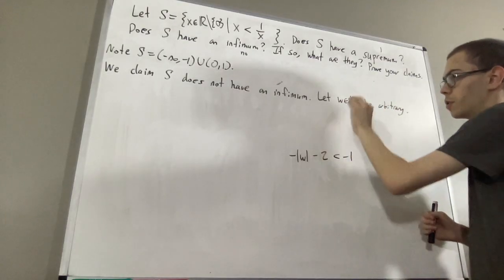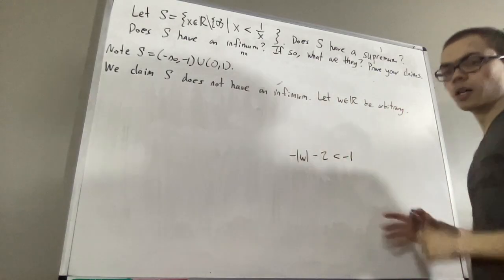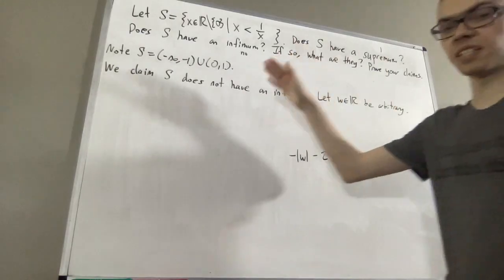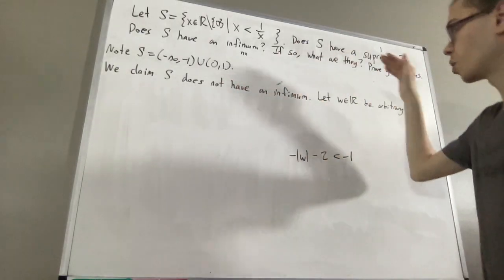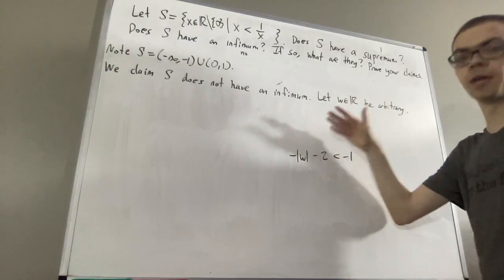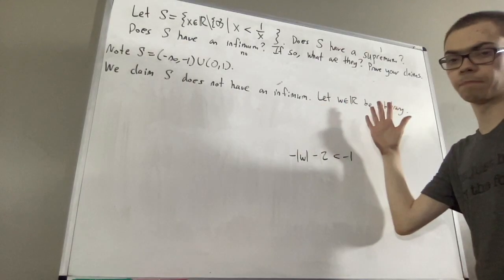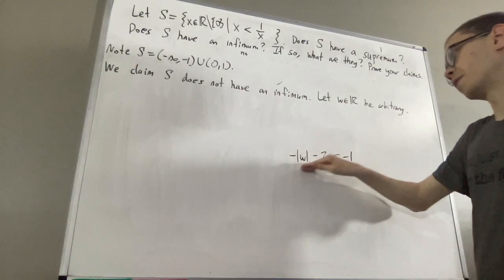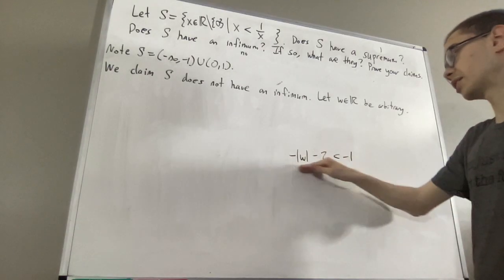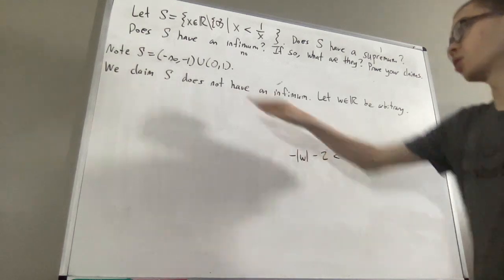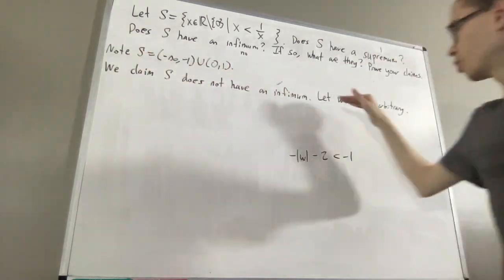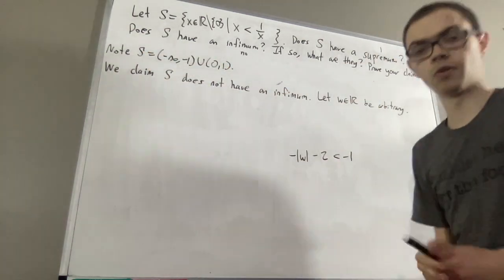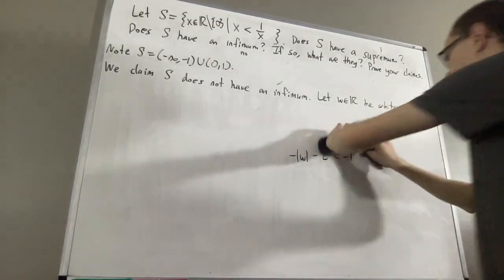So to show W is not a lower bound of S, we want to show that W is strictly bigger than some element of S, basically. Right, W is strictly bigger than negative absolute value W minus 2. And this quantity belongs to this interval, which is an element of S. W is strictly bigger than some element of S, right? So that's essentially what we're going to end up showing here.